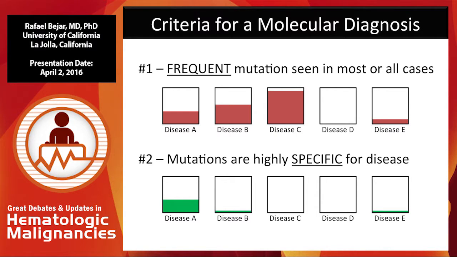The other scenario where a mutation might be really helpful is if it's very specific for the disease. So if you have a gene that maybe isn't mutated in the majority of your cases, like most of the genes in MDS, but isn't mutated anywhere else at all, then identifying that mutation is very helpful from a diagnostic standpoint. So this example might be an MPL mutation in essential thrombocythemia, which is very rare in diseases other than essential thrombocythemia. Even though it doesn't constitute the majority of cases of that disorder, if you find it in a patient with an elevated platelet count, you're feeling much more comfortable that that's truly what they have.